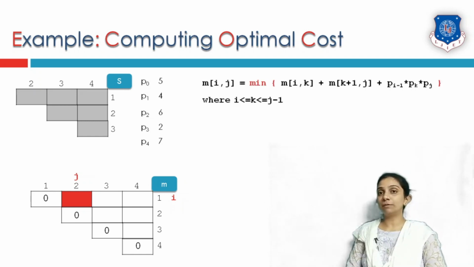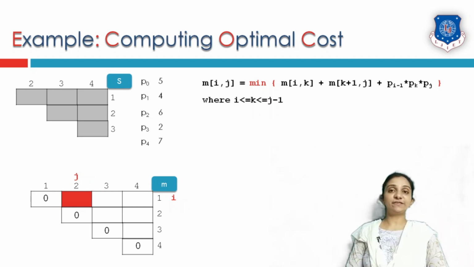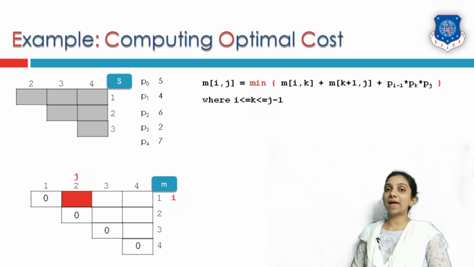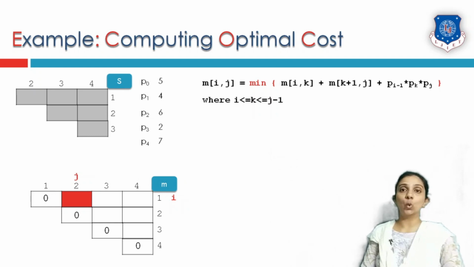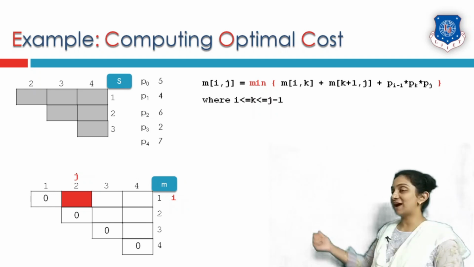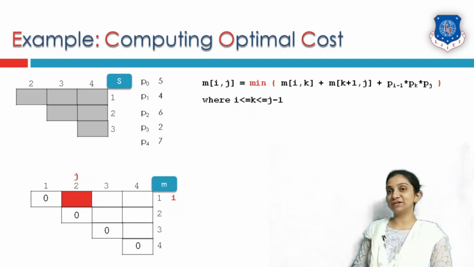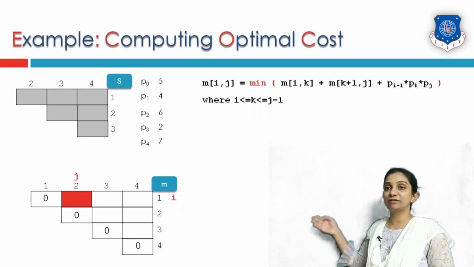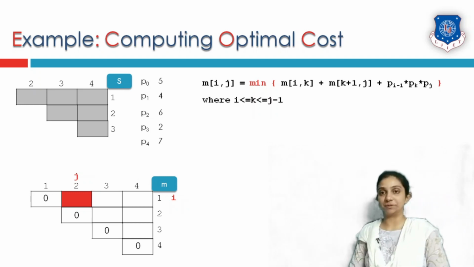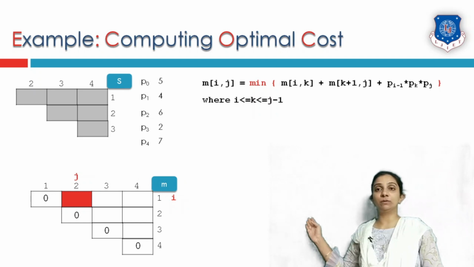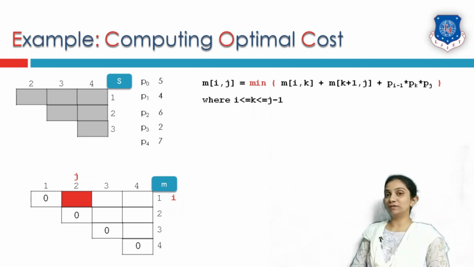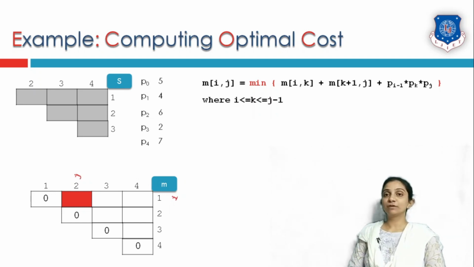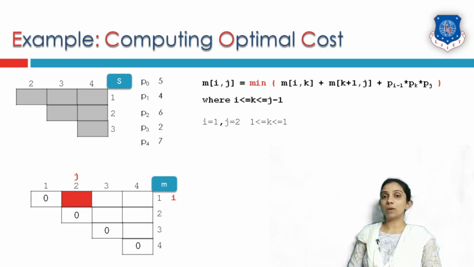So from the very top, for any cell in this table, we have the formula m of ij is equal to the minimum of m of ik plus m of k plus 1 j plus p of i minus 1 into pk into pj, where i is less than or equal to k is less than or equal to j minus 1. So let us fill them up one by one.